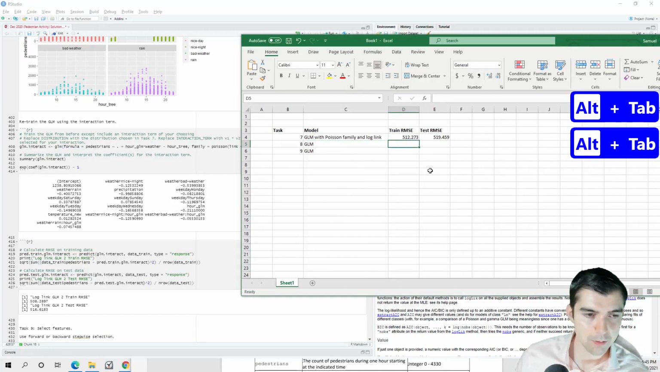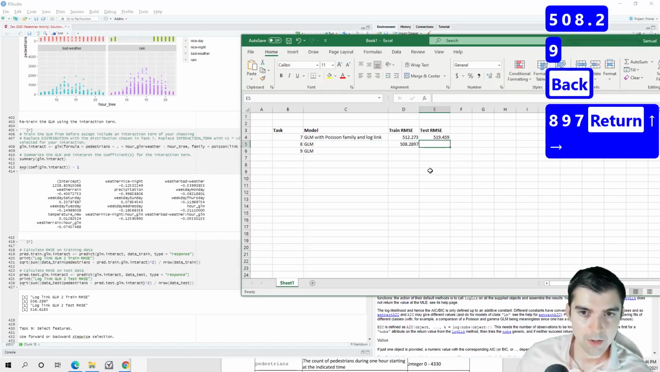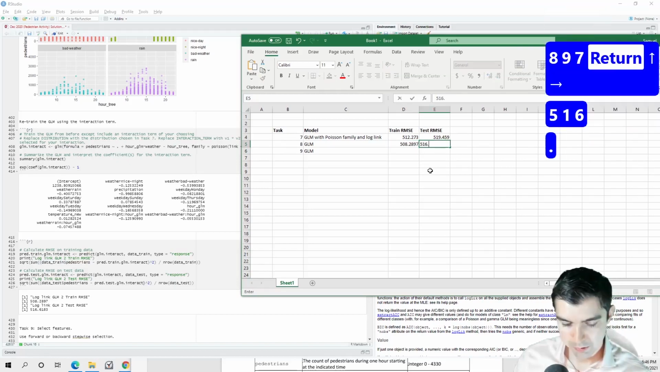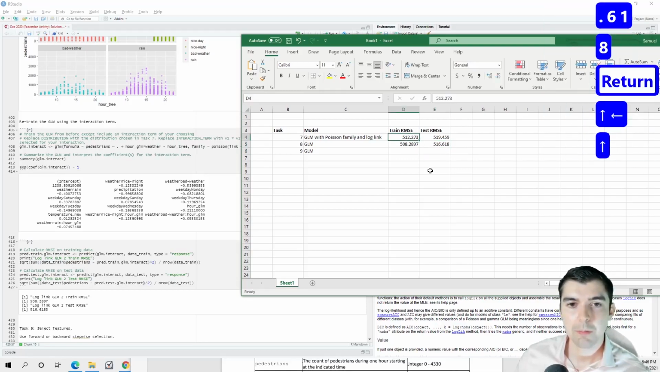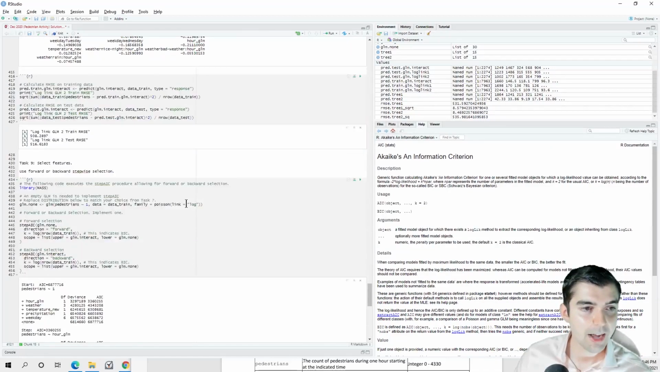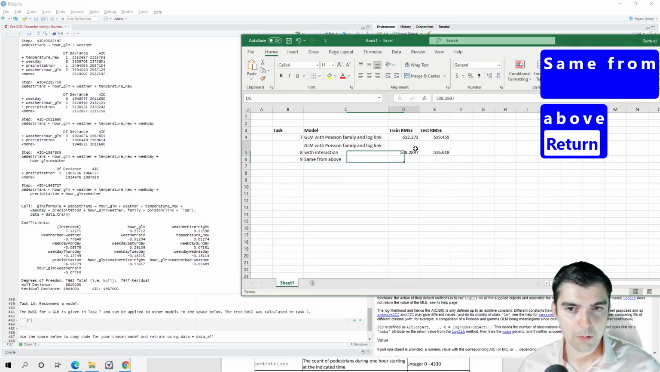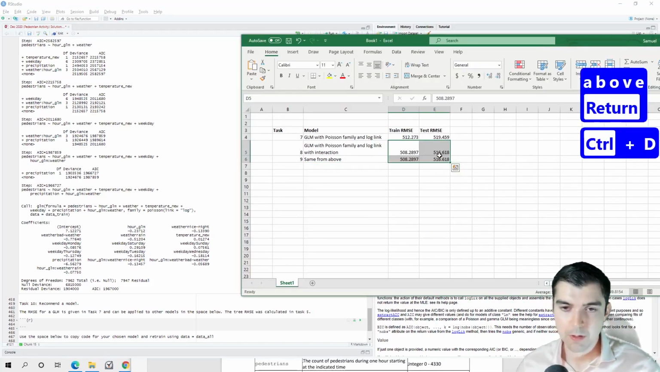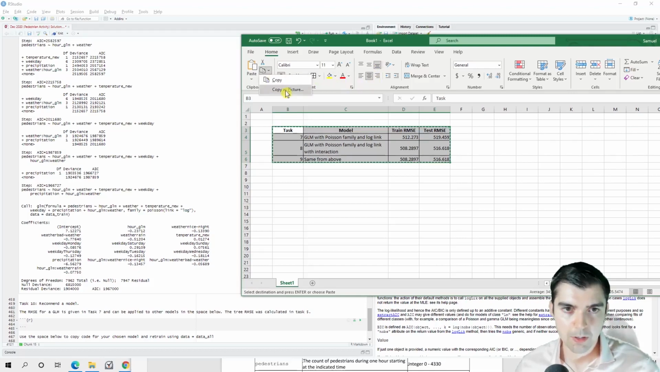And we'll see that that is 508.2829 rounded, and then test is 516.618. So that one is definitely better. You just make this wider and then wrap the text. And then finally in task 9, we had the stepBIC function, the stepBIC model, which was the same as from task 8, right? So you just copy that down. And then I can make this nicer to read, copy this picture.